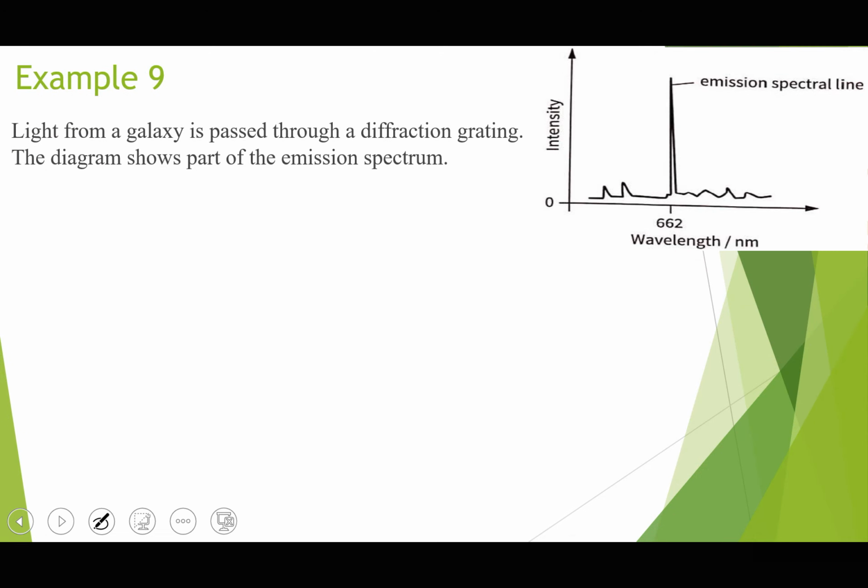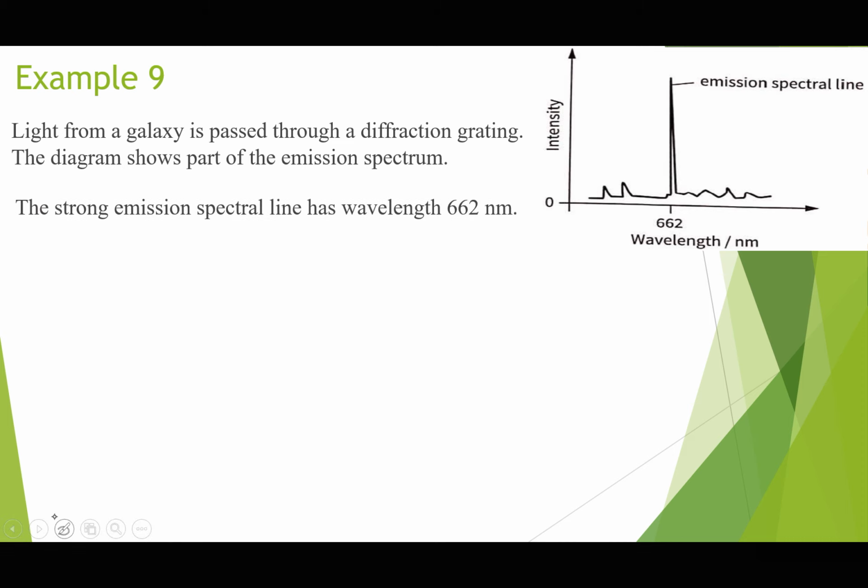Oh, there's one more. Light from a galaxy is passed through a diffraction grating. The diagram shows part of the emission spectrum. The strong emission spectral line has wavelength 662. Calculate the energy of a photon of wavelength 662.